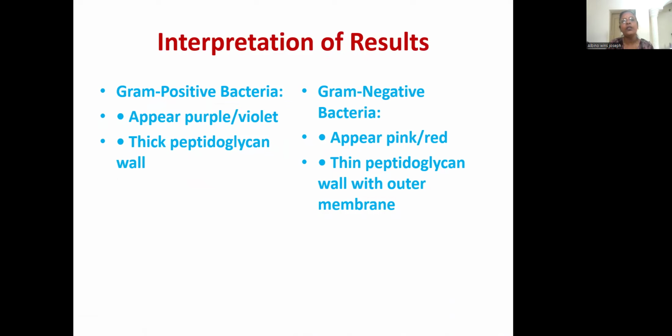So, after the procedure, we are viewing this under the microscope, and we have to interpret the result. Sometimes it may be gram-positive bacteria and sometimes gram-negative bacteria. If it is gram-positive bacteria, you can see a purple or violet color in the microscope because of the thick peptidoglycan layer in the cell wall. In the case of gram-negative bacteria, we can visualize pink or red colored cells. That is due to the thin peptidoglycan in the cell wall.